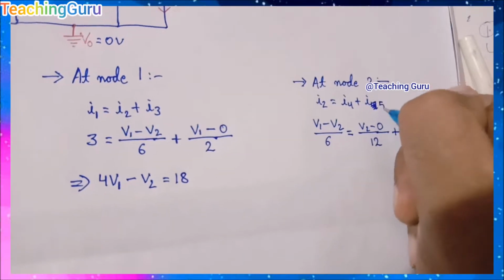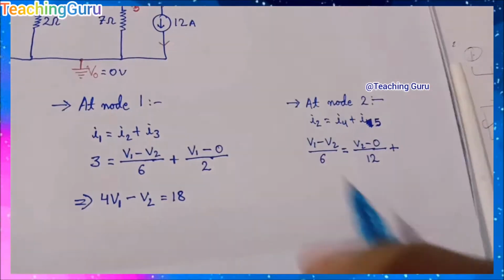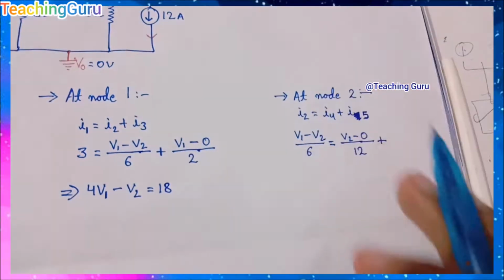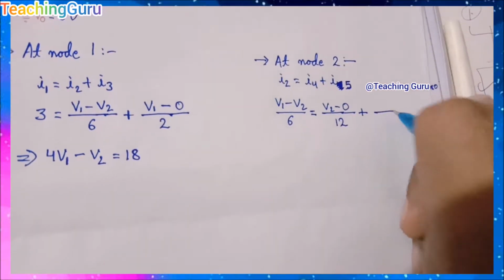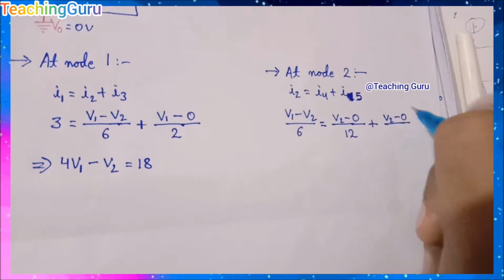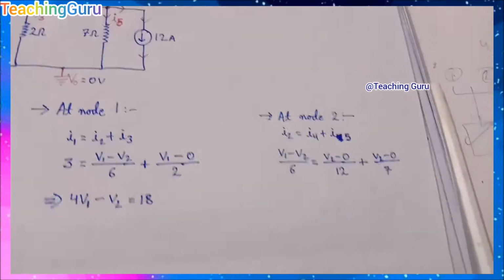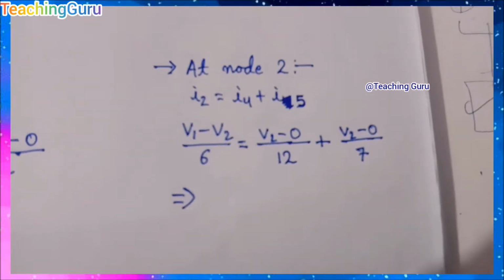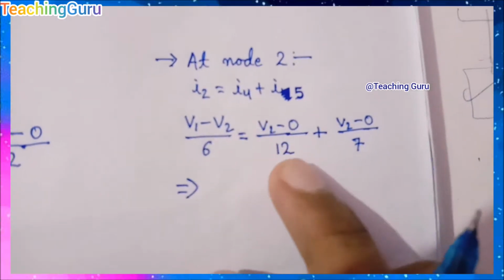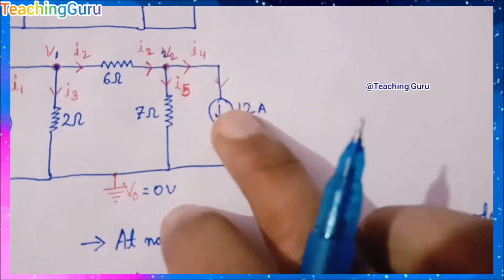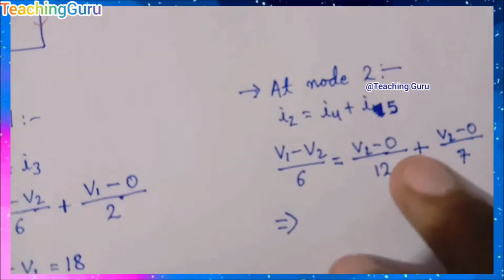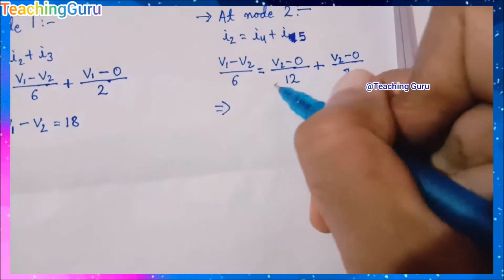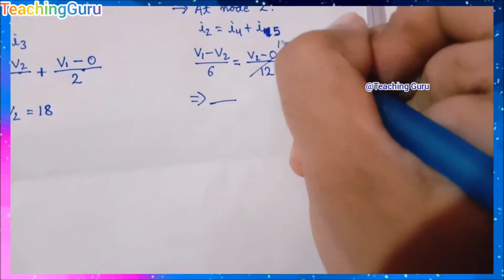We have to cancel it, and I5. I2 is equal to I4 plus I5, and I5 is equal to V2 minus 0 upon 7. After solving it further, we can simplify that equation and get the relationship between V1 and V2.